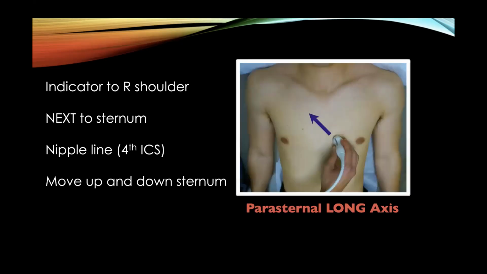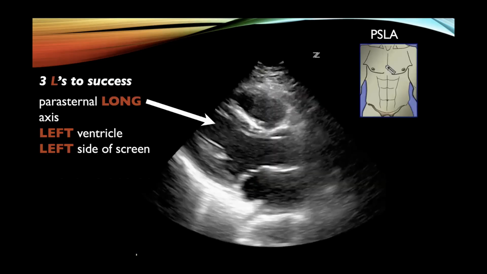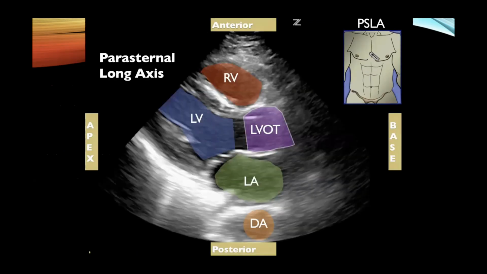In regards to the parasternal long, when we're using cardiac mode on our ultrasound, we have the indicator to the right shoulder next to the sternum. We start around the 4th intercostal space and we'll slide up and down the sternum to get the views that we need. It's always important to make sure you have the left ventricle on the left side of the screen. That's how you know you're in the right mode, doing the right thing. And we all know these already, so you should know where your right ventricle will be located, the left ventricle, your outflow tract, and your left atrium. And it's always important to include the descending aorta in your parasternal long view.